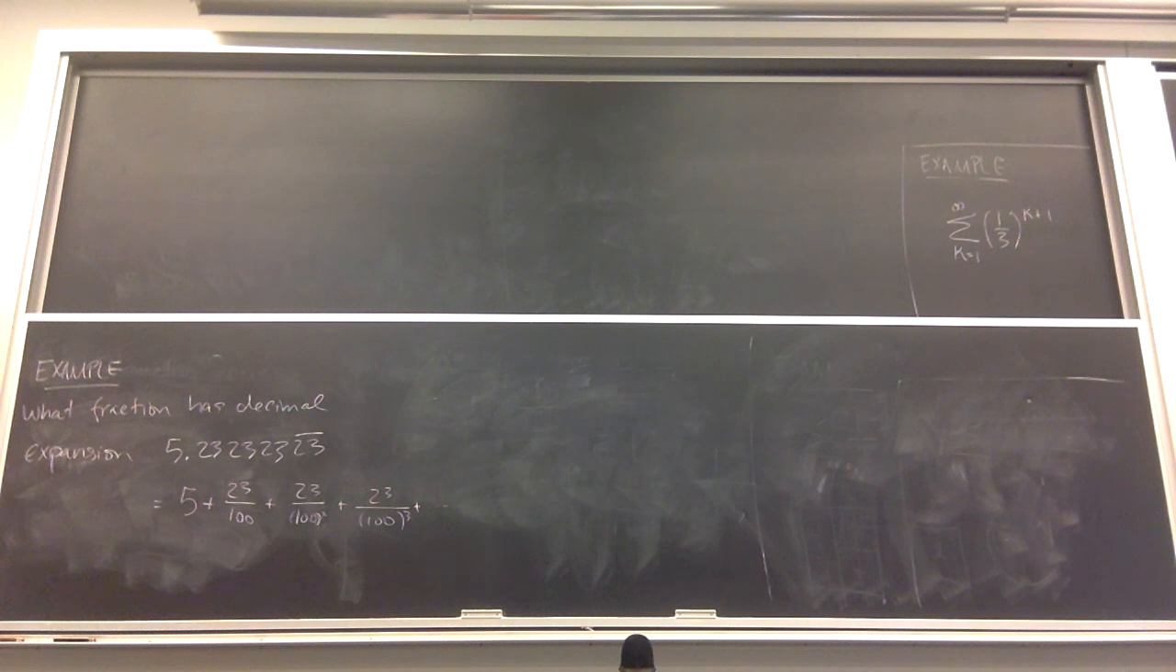In fact, you can use these geometric sums to backwards engineer any fraction to any decimal that you want. This is called rational reconstruction. It's interesting. Yeah, that's the answer.